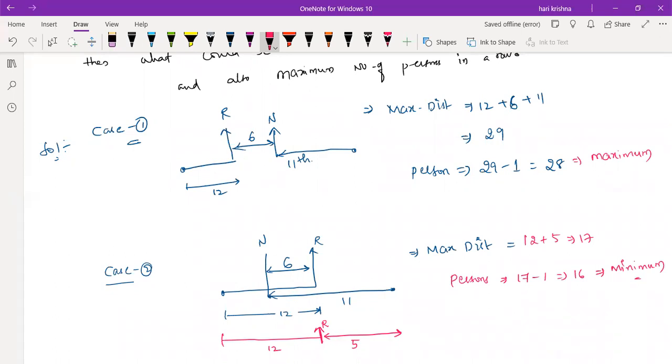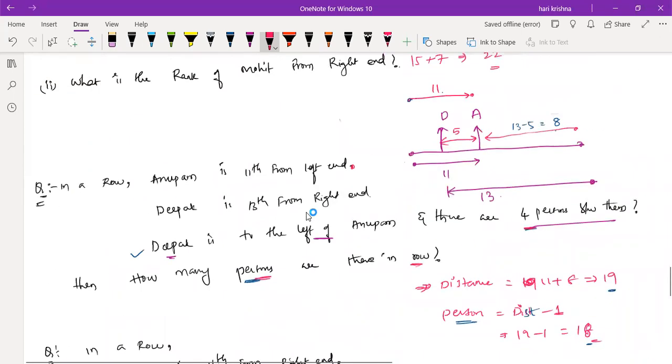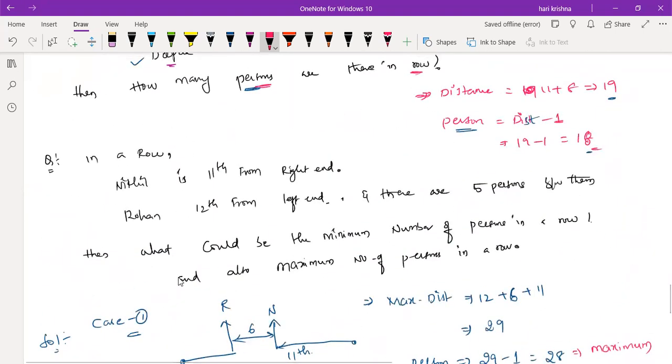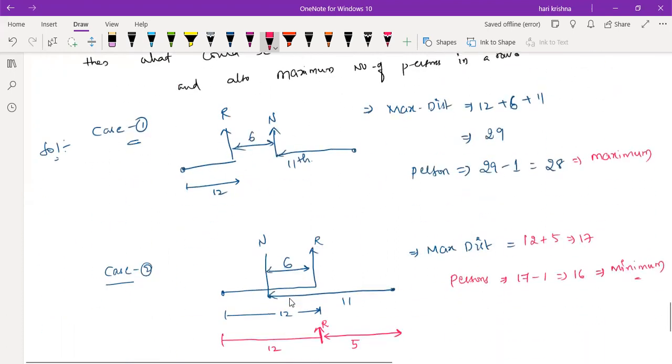See, in the above problem, if you compare, they have given the persons' positions, right? They have told that Deepak is to the left of Anupam. That means compulsorily you have to take Deepak to the left side of Anupam only. But in the below problem, they didn't say any condition like Nikhil is left of Rohan, Rohan is right of Nikhil, or Rohan is left of Nikhil. They didn't say any condition. So in that case, we get two possibilities.